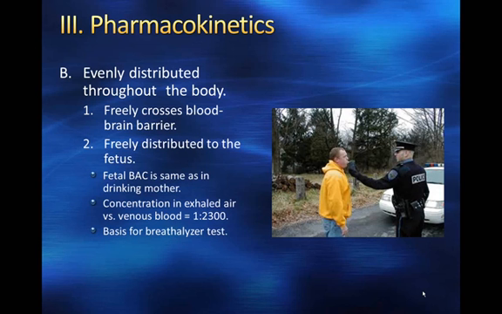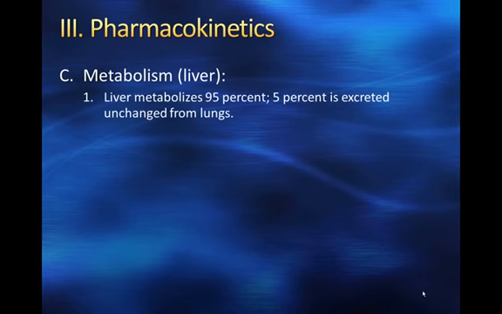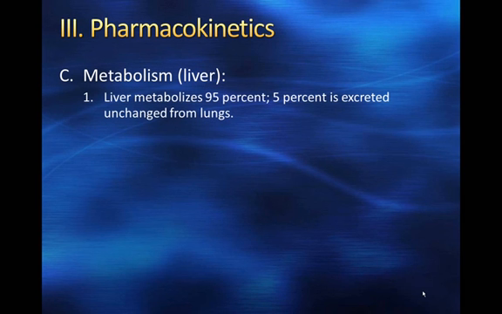Of course, we talked previously about that alcohol is available in expired air, and this is of course the basis for our breathalyzer tests, the concentration of which is about 1 to 2300, so those breathalyzers are very sensitive pieces of equipment. Alcohol is of course metabolized by the liver. Again, 95% is metabolized by the liver, and about 5% is excreted unchanged from the lungs.